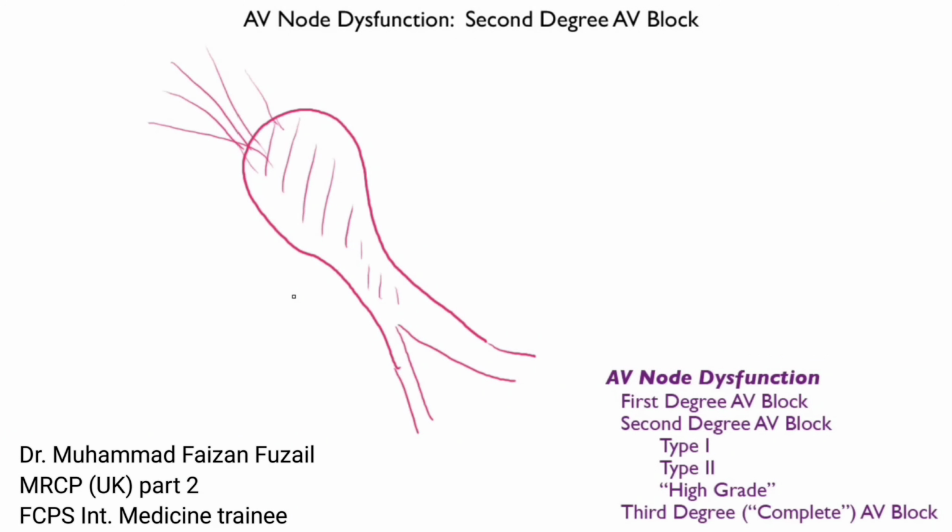Let's move on to second-degree heart block. As you can see, the classification is a little bit complicated because there are different types of second-degree AV block. There's type 1, type 2, and there's high grade, which a lot of people don't know.